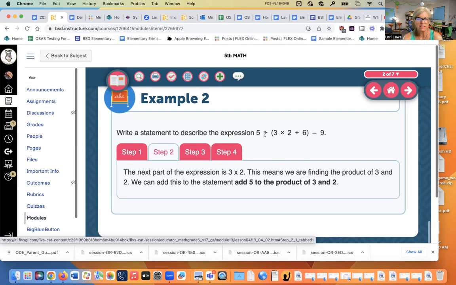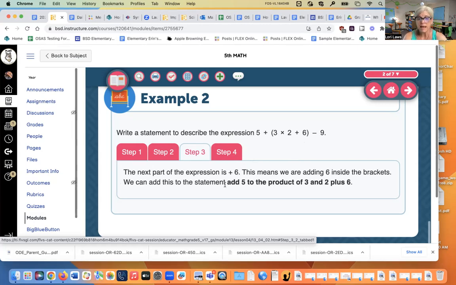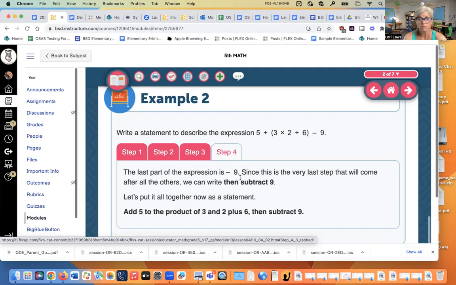Now, when we have all addition, it doesn't really matter. But if this was 5 times, we would need to make sure that we added the 6 to it before we times it by 5. In this case, since it's addition, we know that we can move the addition around. It doesn't really matter if we go 5 plus 6 or 6 plus 5. Doesn't matter. The next part is add 6, add 5 to the product of 3 and 2 plus 6. And the final thing is subtract 9. Okay, we're good.